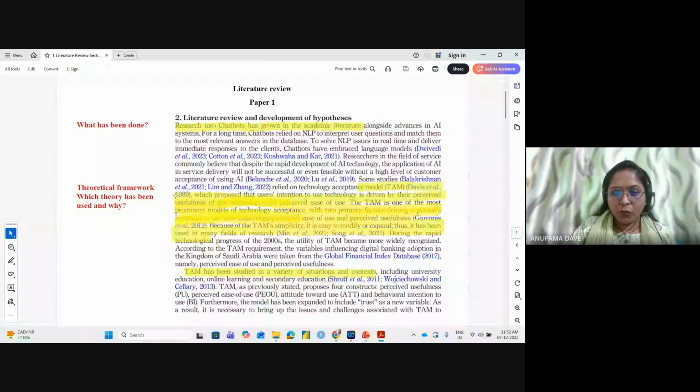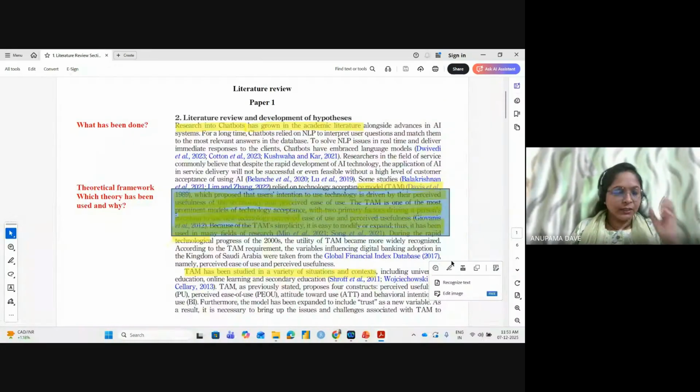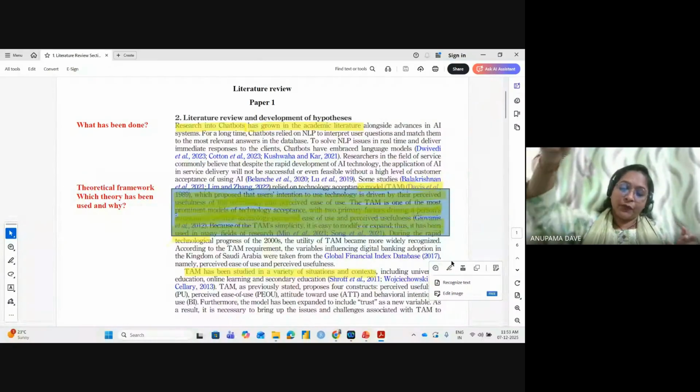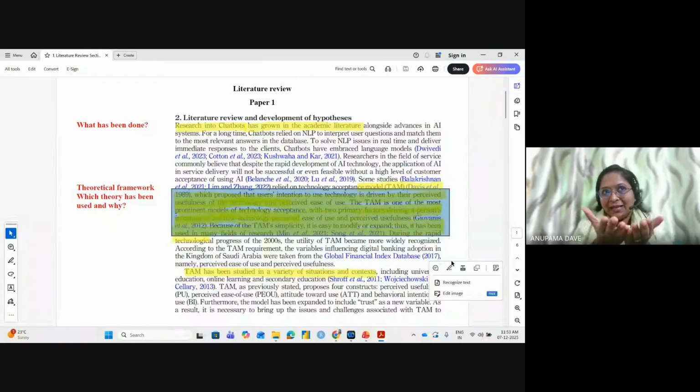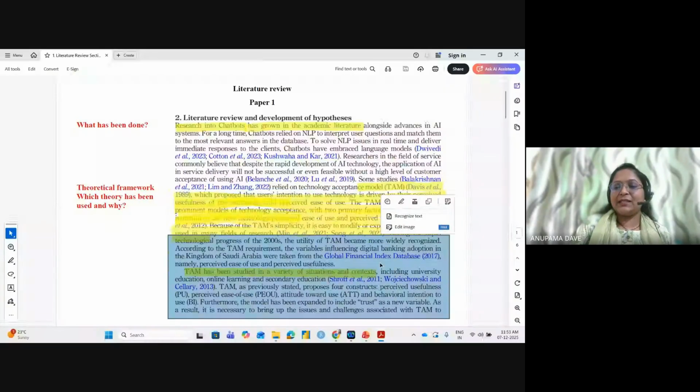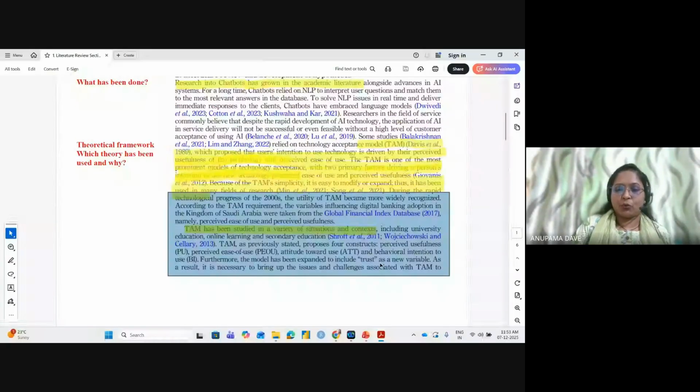So here, if you look at these 4, 5, 6 lines that I have highlighted, it is talking about what the theory is, why this theory is important from the perspective of the research that we have picked up, and that I am also using it. So they are giving a very, very clear foundation that TAM is being used, why, what it is, why it is used, and how we are going to use it. So that is the second section that we should be having.